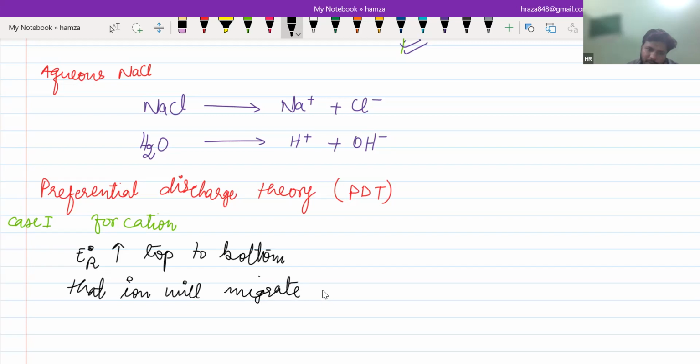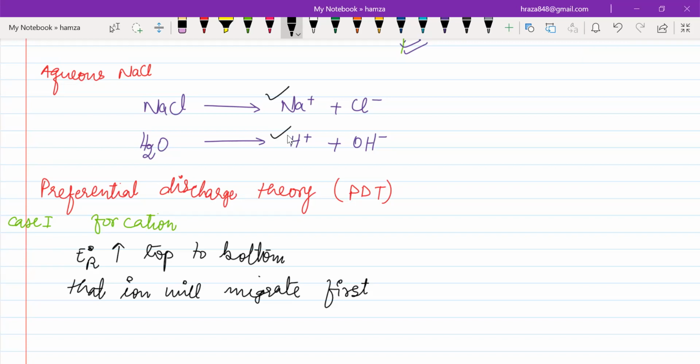So it is clear that if there are two ions, like here you can see Na+ and H+, which one will go to cathode? Basically, the one which has the higher value of E naught R will go to cathode. Is that clear? Sneha, Nafisa? Sir, can you say it again?